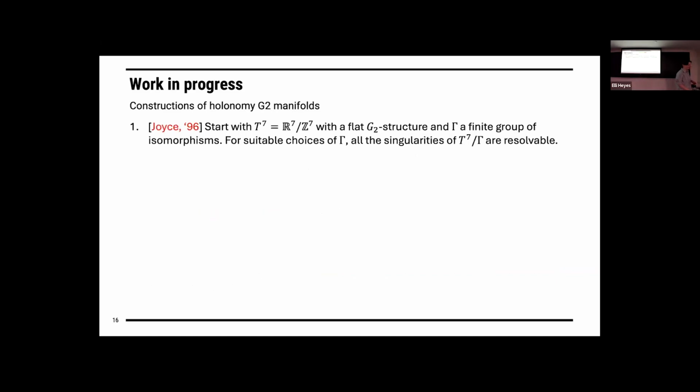So let's briefly review these construction methods. The first one, by Joyce, is you start with T7 and take the flat metric coming from R7, then you look for some group of isometries and take the quotient of T7 by these isometries. Now you have a G2 structure where we have some singularities in our G2 manifold, but if you pick the right isometry group, the singularities are nice enough that you can resolve them.